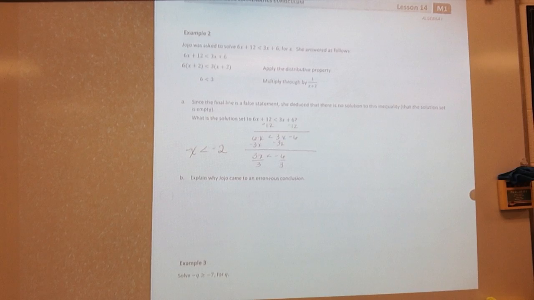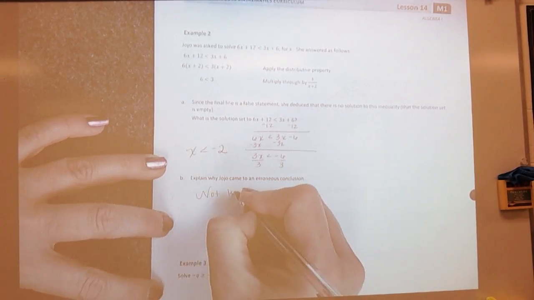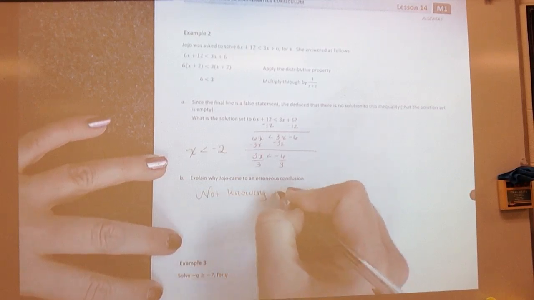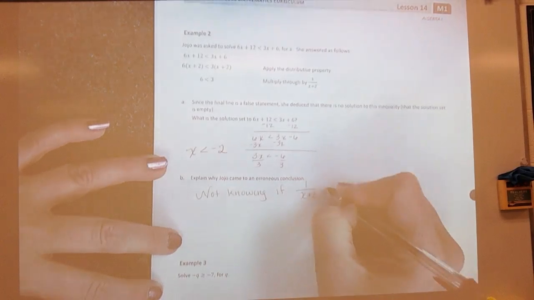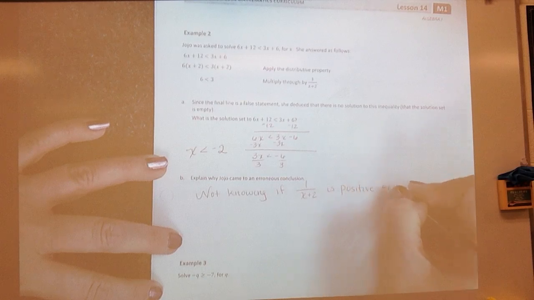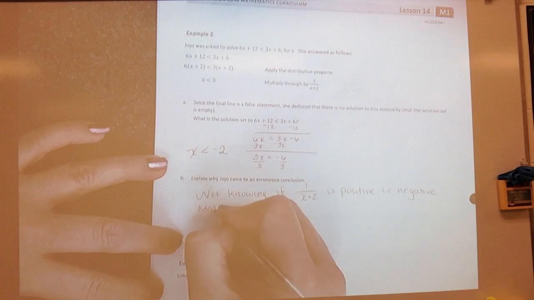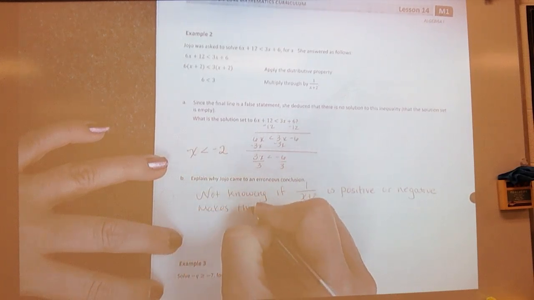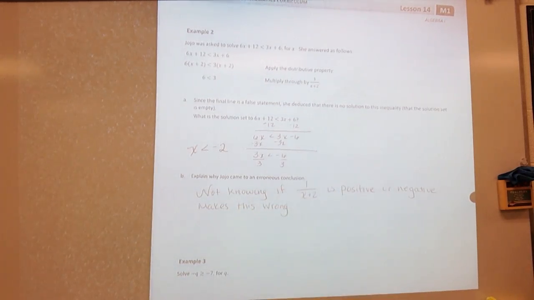All right? So not knowing if 1 over x plus 2 is positive or negative makes this wrong. All right? It depends on whatever value I put in for x.